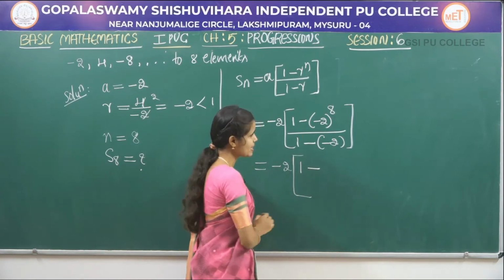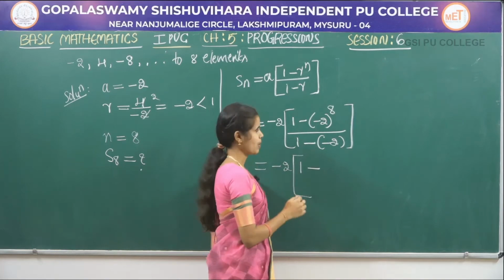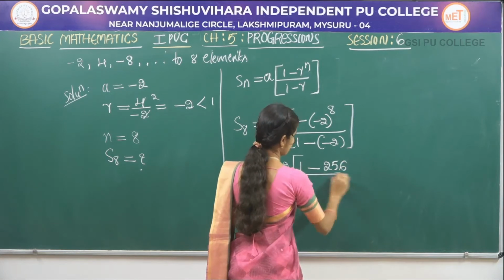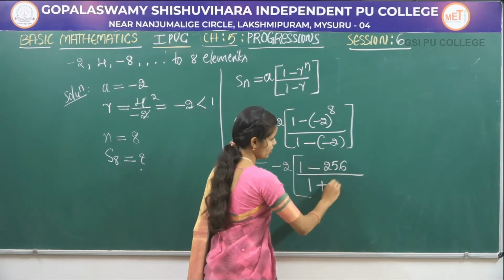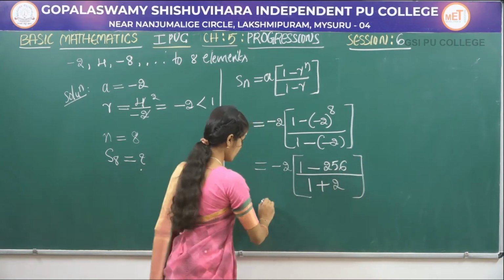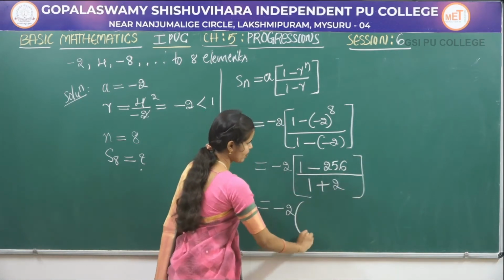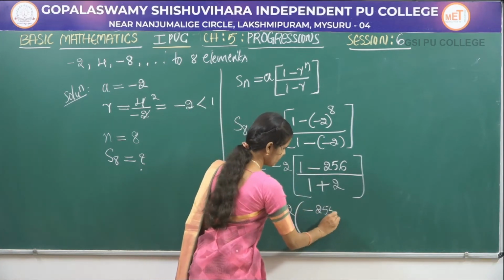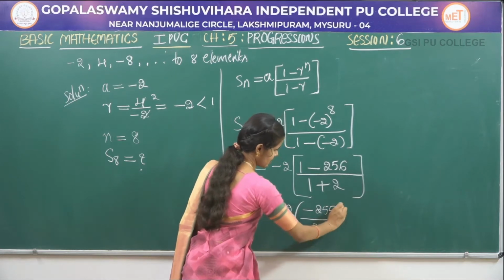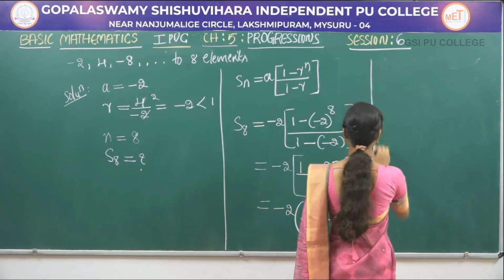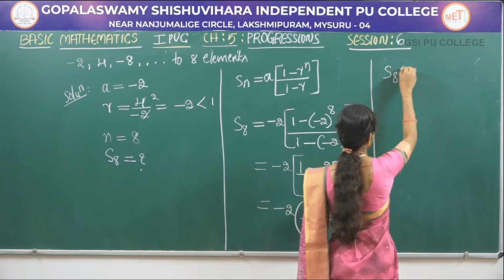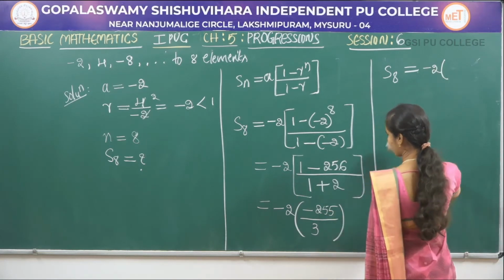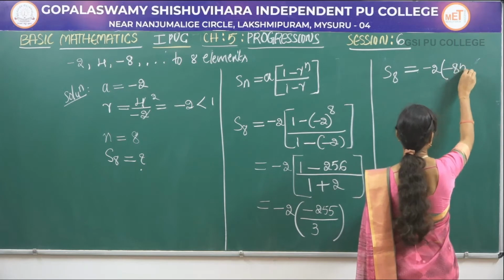1 minus (-2) to the power of 8 is plus, so 2 to the power of 8 is 256, divided by 1 minus into -2 plus 2. So it's equal to -2 into 1 minus 256 is minus 255 divided by 3. Therefore S8 is equal to -2 into minus 255 divided by 3, which is minus 85.